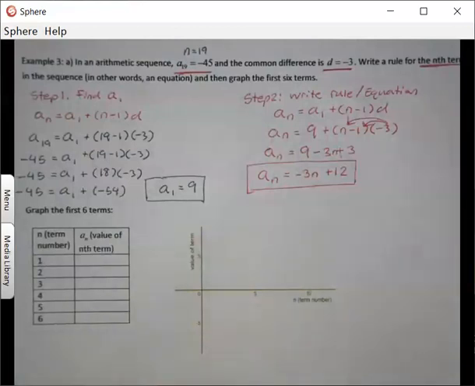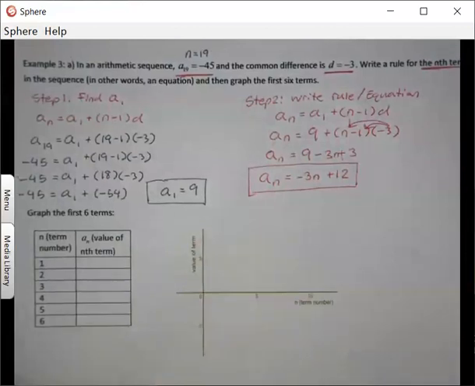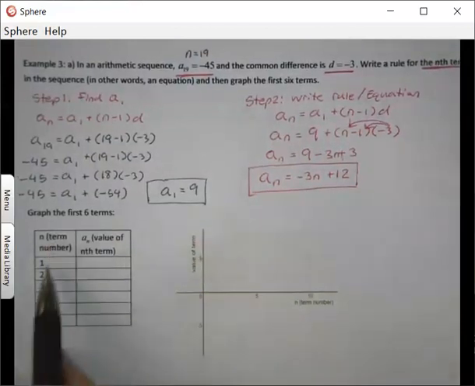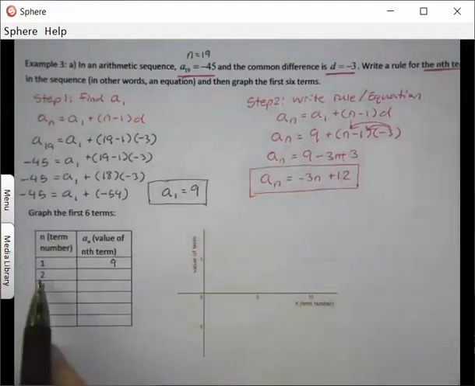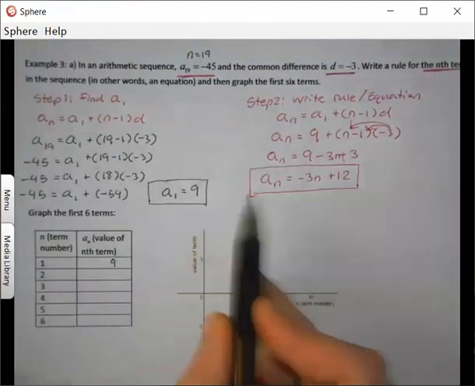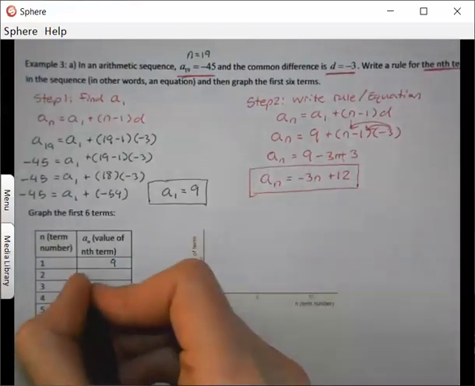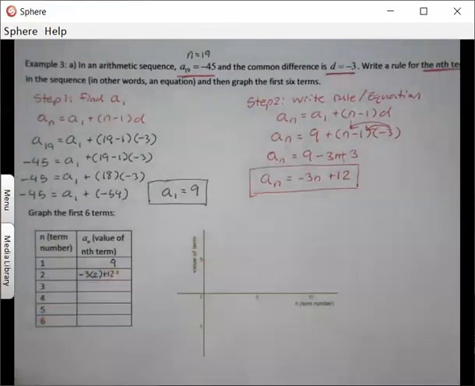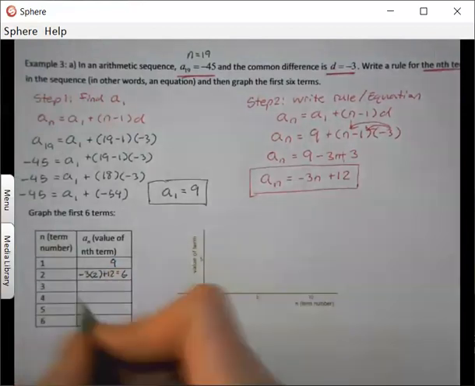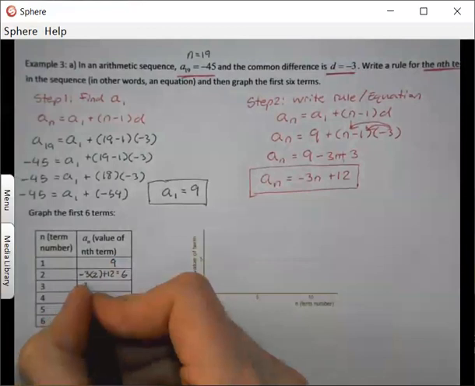All right, next we're going to graph the first 6 terms. So our first term, we already know our first term, that's a sub 1, that's 9. So our second term, we can plug in n is 2, or minus 3 times 2 plus 12, which is 6. And then we'll do the same for each. So we're just plugging it into n.